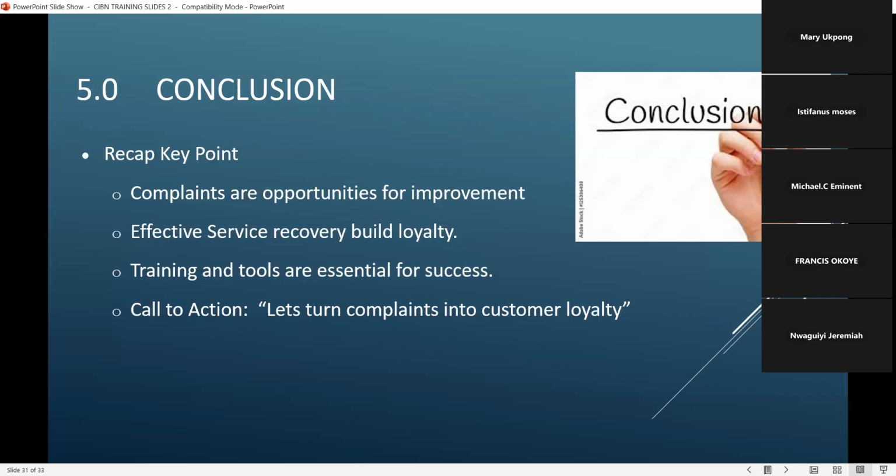Of course, continue to train your staff, continue to train yourself, continue to bring out working tools that will make customer service management easy. That's the only way we can attain success.